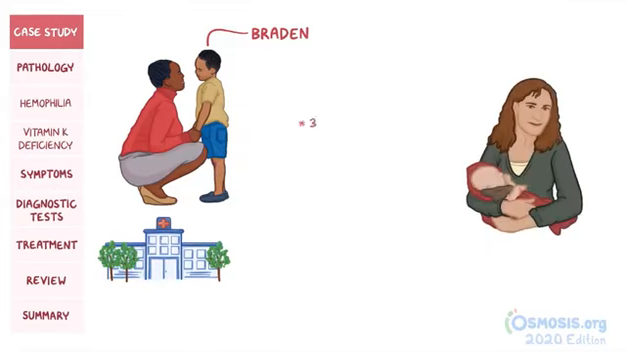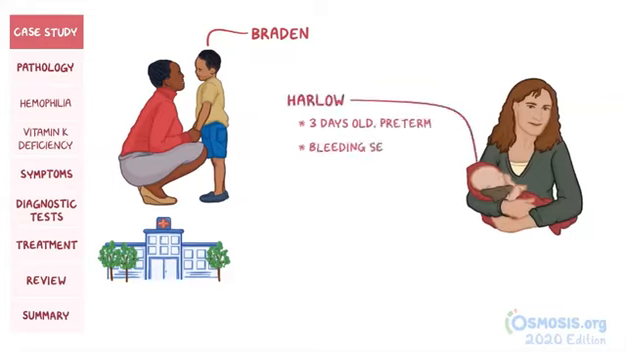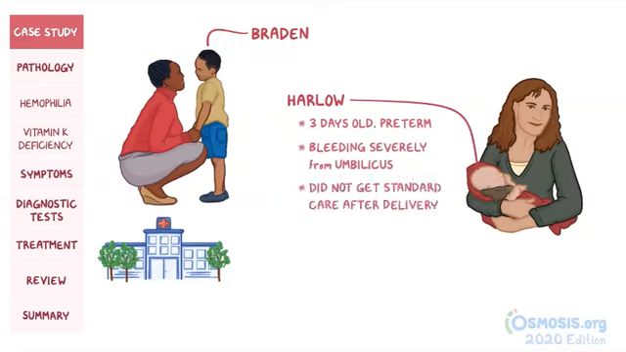Now there's also a 3-day-old preterm baby called Harlow, who is bleeding severely from the umbilicus. Her mother states that she did not get the standard care after delivery.